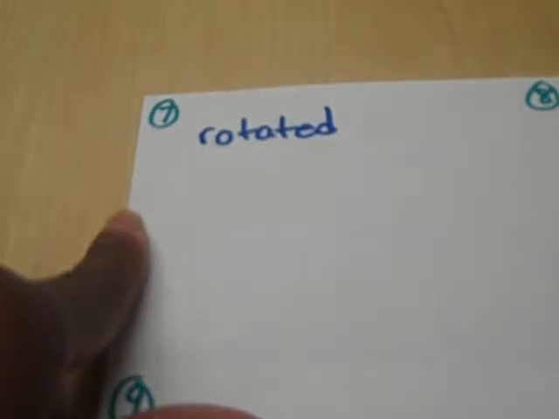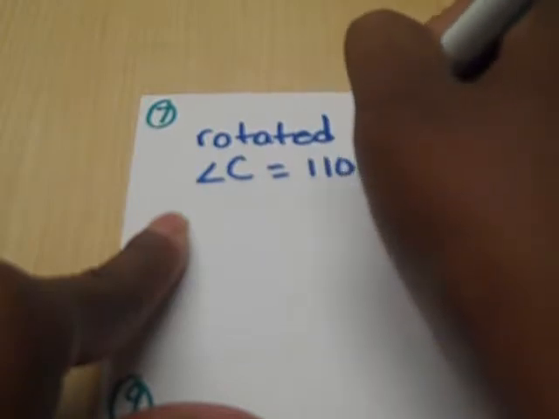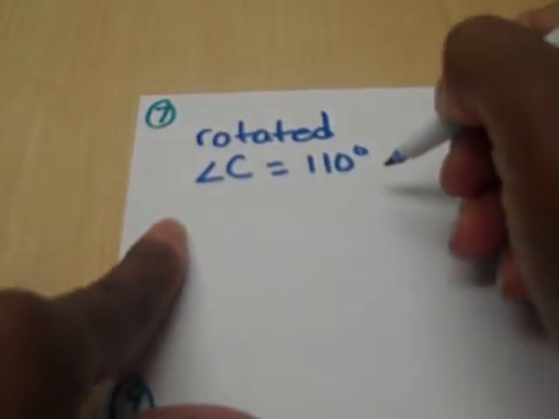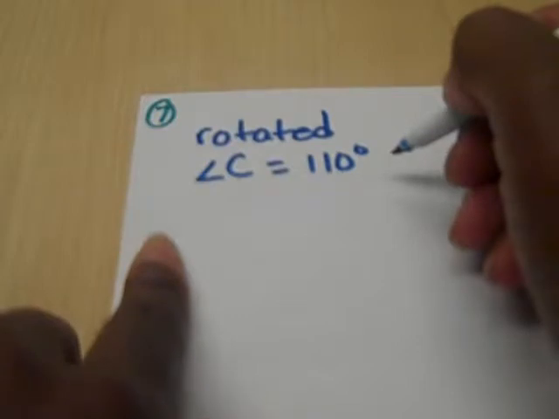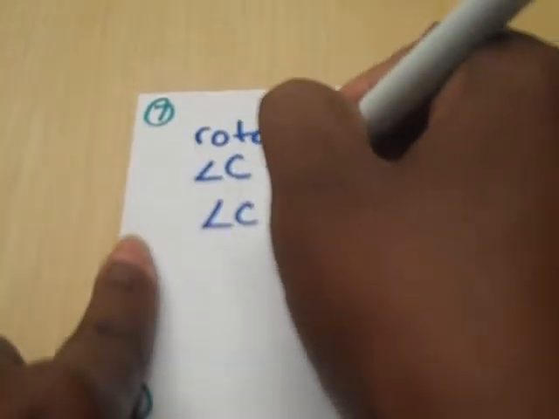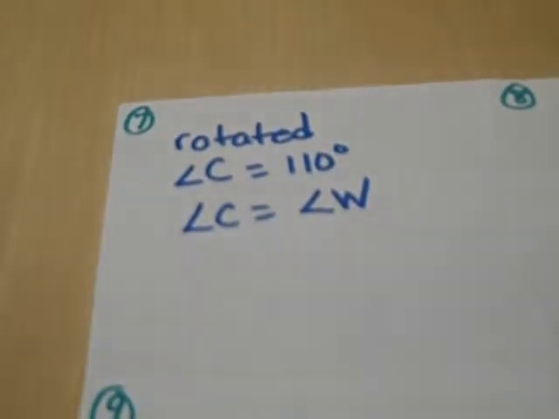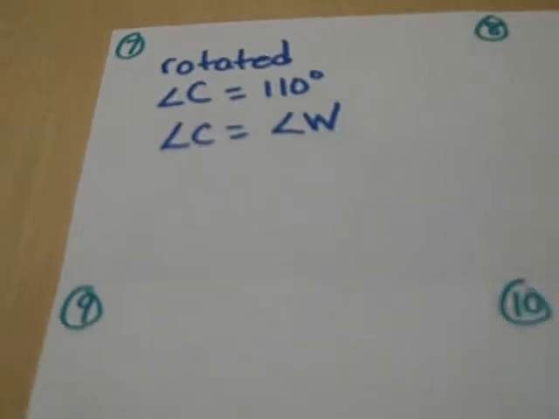And if you used your protractor for a measure of angle C, you should have measured 110 degrees. And the equivalent or corresponding angle for angle C is angle W. Okay, moving on to number 8.